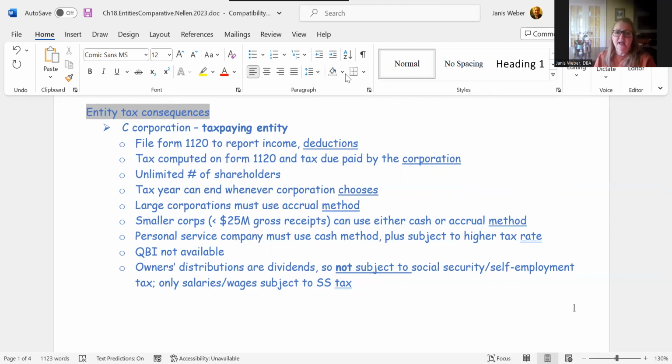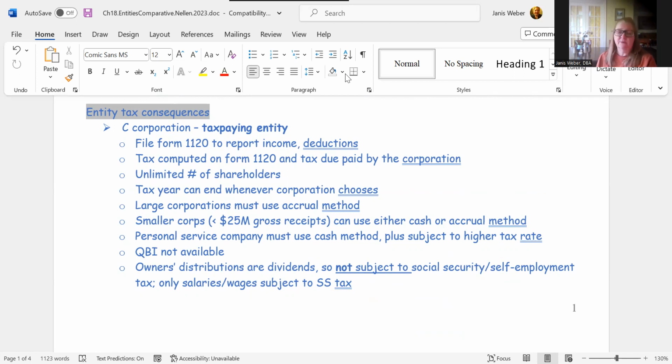The corporation pays it. And then if they decide to distribute some out to the owners, that's a different issue. That would be a dividend they would be paying out. And so we'll talk about that in a few minutes when we get down here a little further. But the first thing is they are a tax-paying entity. They file a tax return, the corporation does, on a Form 1120, and they report the income and all the deductions. They compute their tax on that form, and they pay it from the organization's checkbook. And another thing about corporations, you can have an unlimited number of shareholders.